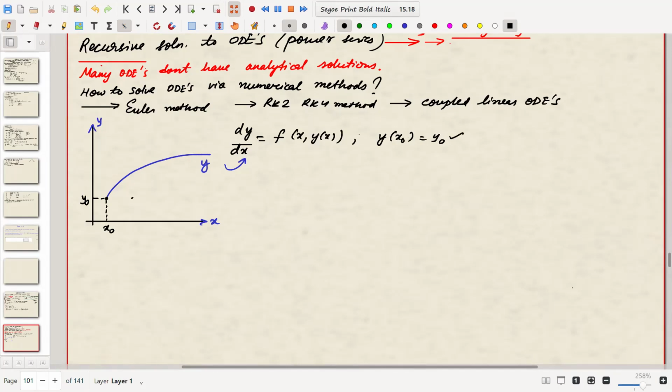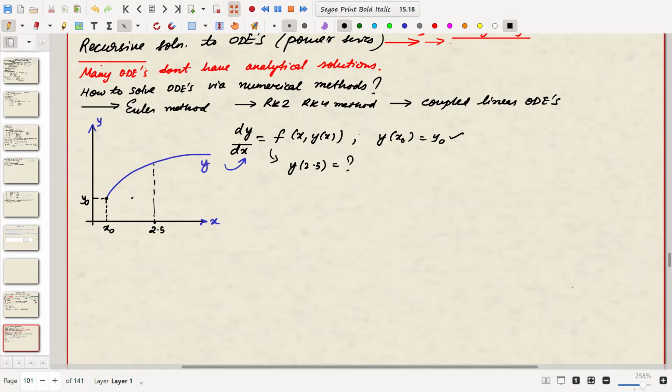Okay. Now, our job is to find the next value of y. That means our job is to find the value of y at any given x. Say 2.5. Then what is y of 2.5? How can you find it, given the solution of this ODE? Yeah. How can you find it? This is the idea.